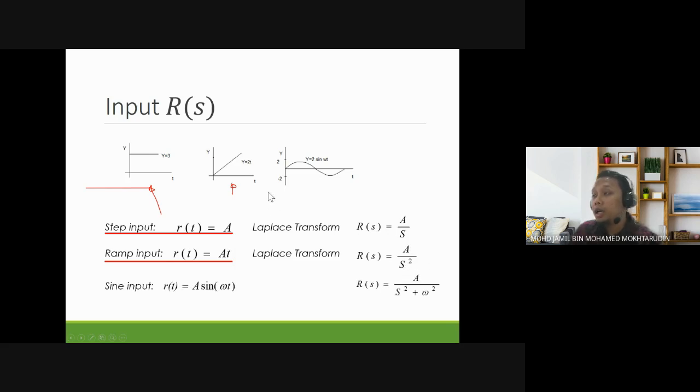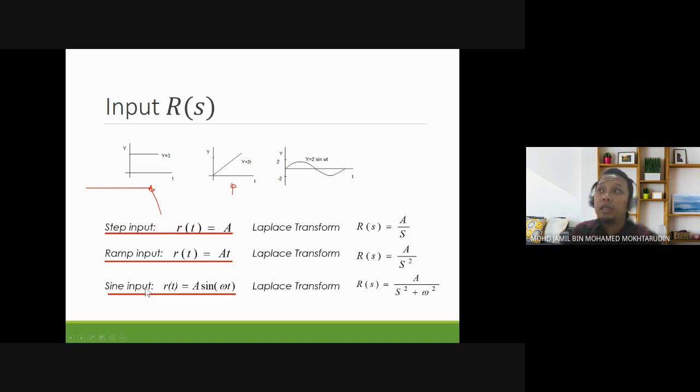And sometimes r(t) can be a trigonometric function. Here we use a sine input. With Laplace transform, R(s) equals A omega over s squared plus omega squared. So there are many types of R(s), but the most common are the step input, ramp input, and sine input.